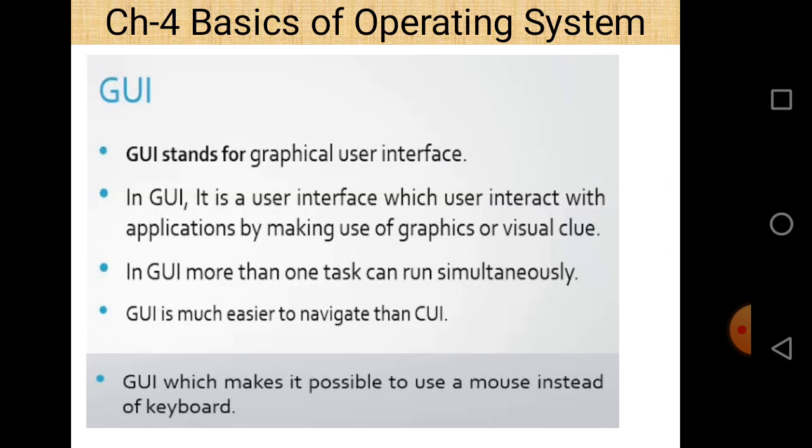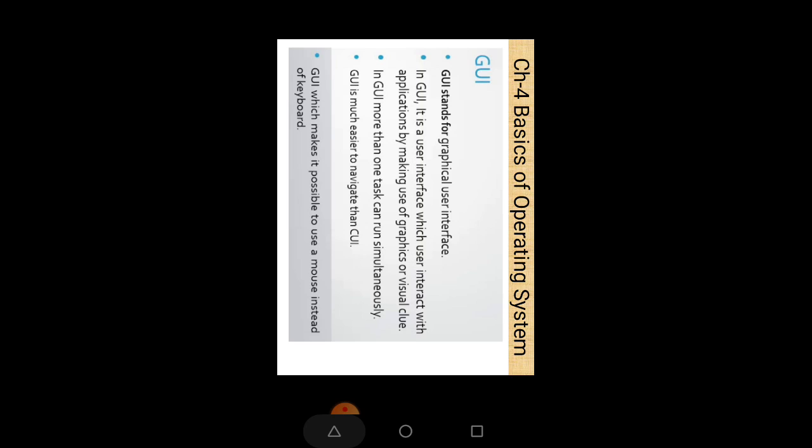GUI stands for graphical user interface. Almost all modern computer systems use GUI. And character user interface such as DOS is an essential part of all operating systems. They do not work as a separate part. So it is also very important.